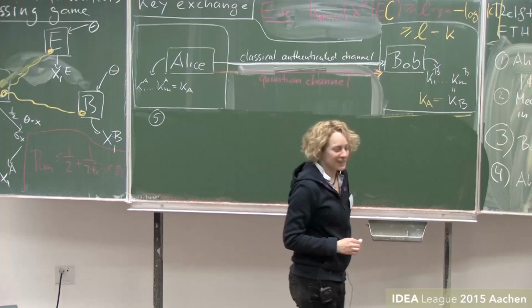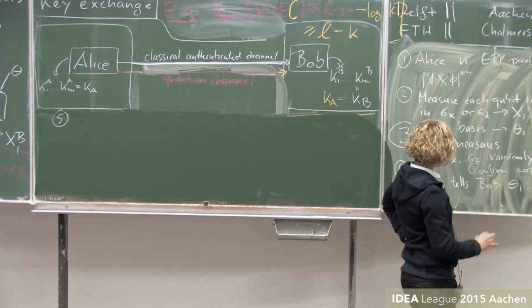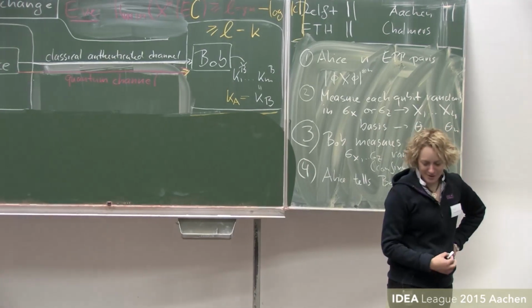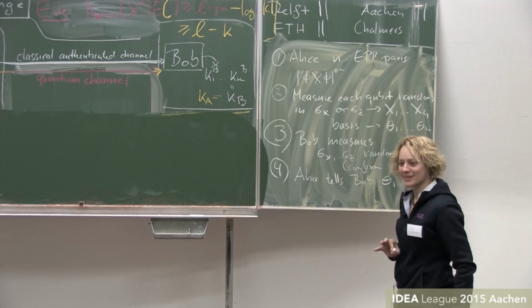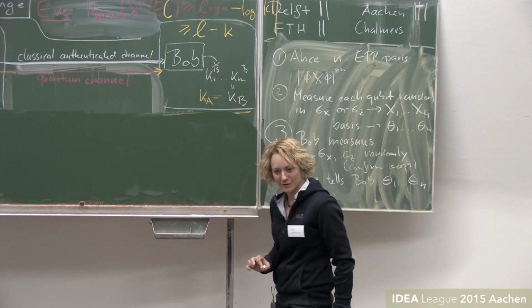Okay. Alice has made these EPR pairs. She's measured them randomly. She sent them to Bob. Bob measured them randomly. Bob said, yes, Alice, I've received everything. Alice is going to transmit this basis to Bob. Okay. So what's next? Yes?